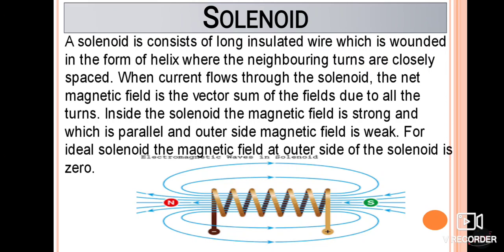So a solenoid is one long insulated wire which is wound in the form of a helix, and the neighboring turns are very closely spaced with one another. When a current flows through the solenoid, the net magnetic field is given by the vector sum of all the fields due to the individual turns. Inside the solenoid, the magnetic field is very strong and parallel, and outside the magnetic field is weak. For an ideal solenoid, the magnetic field outside the solenoid is 0.